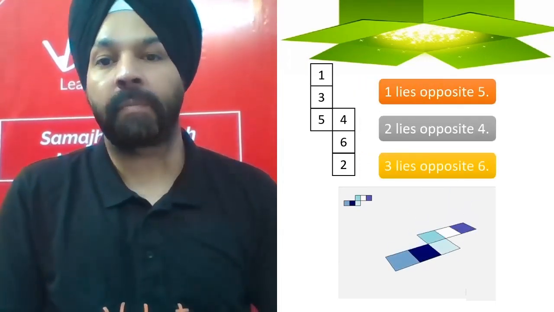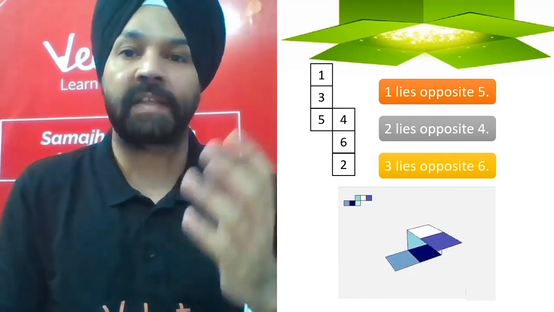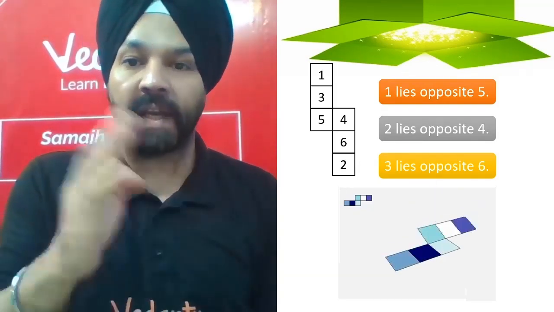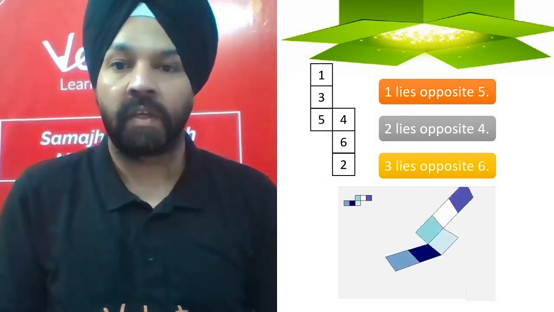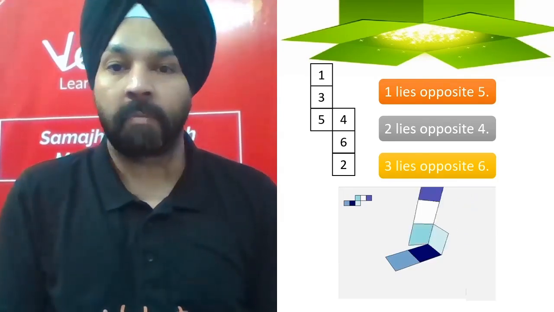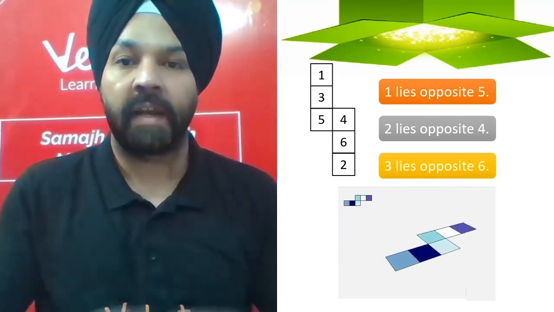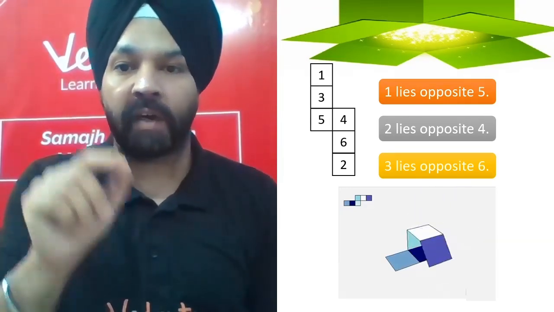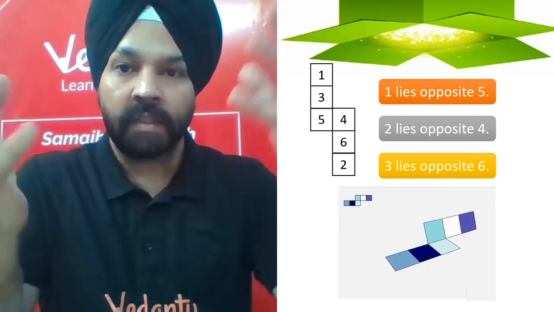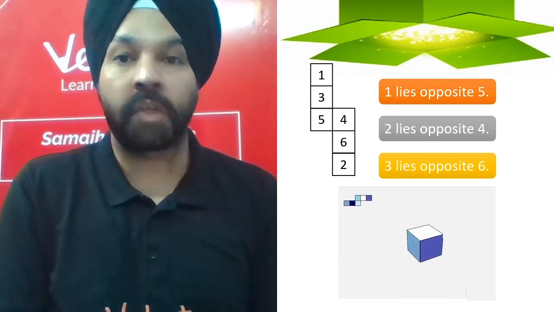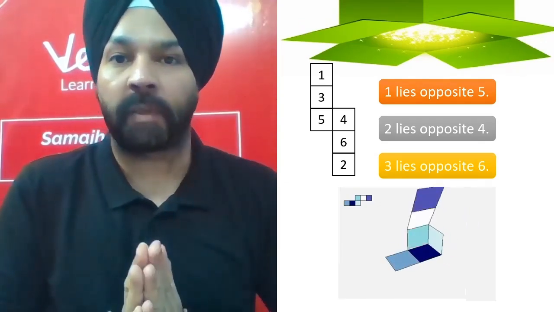1 lies opposite to 5 because 3 lies between 1 and 5. 2 lies opposite to 4 because 6 lies between 2 and 4. 3 lies opposite to 6 because they are on the opposite track and are far away. Like 5 and 4 are adjacent, but 3 and 6 are not adjacent. They are far away and are on the opposite faces, and this will be much clearer if you observe 3 and 6 on the lower diagram, that is the 2L diagram, and observe how it is forming a cube. Now it is very important for us to visualize properly.